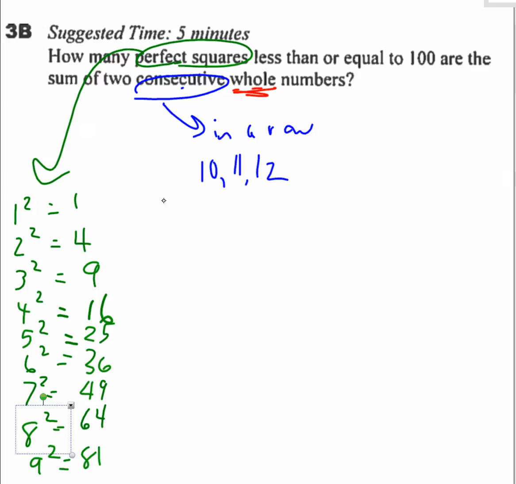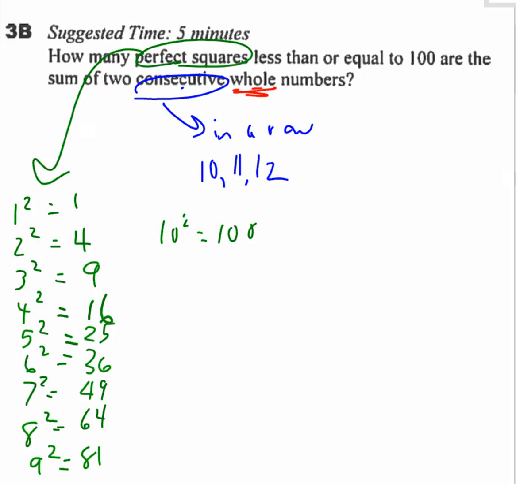So here are the first 10 perfect squares. Now I'm only going to put the first 10 because this question talked about how many are less than or equal to 100 that are the sum of two consecutive whole numbers. So it's only the first 10 that are less than or equal to 100.